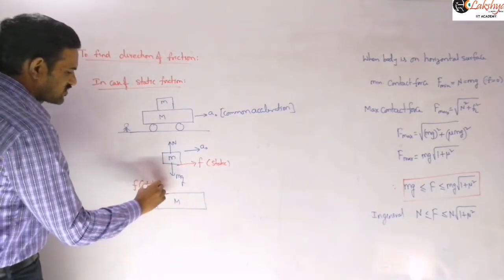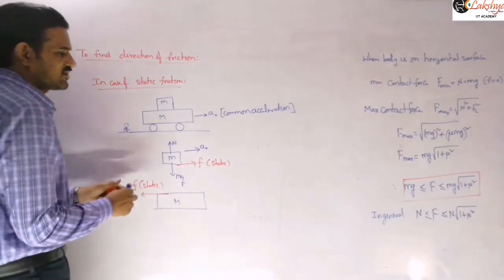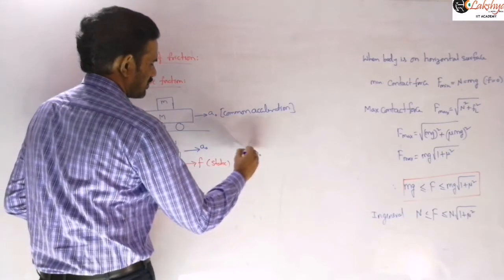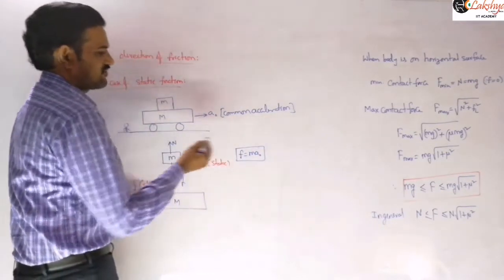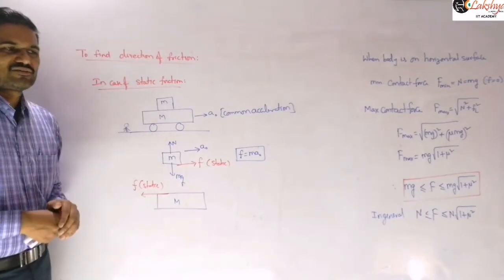So this is a static friction acting on this block here. And if you want to write the force equation for this m, then this frictional force we can write as m a naught. So that is the force equation for this block here. So right, that is in case of static friction.